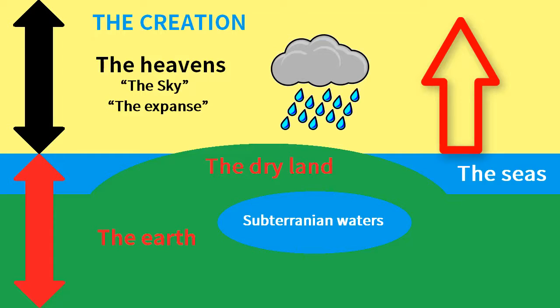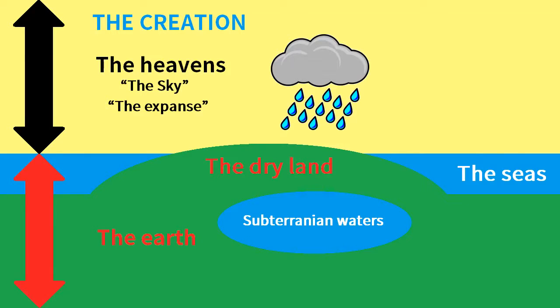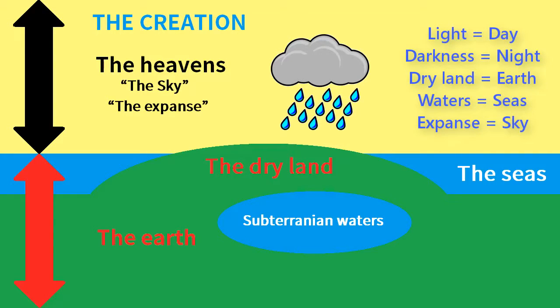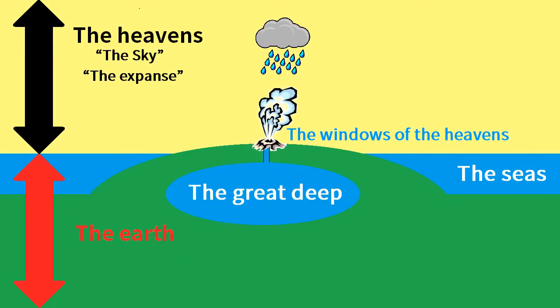Thus, Genesis defines its own words by ordinary terms applied to the visible world. Light is day. Darkness is night. Dry land is earth. Waters are seas, and expanse is the sky. Genesis chapter 1 sets the stage for the events of Genesis chapter 7, verse 11.